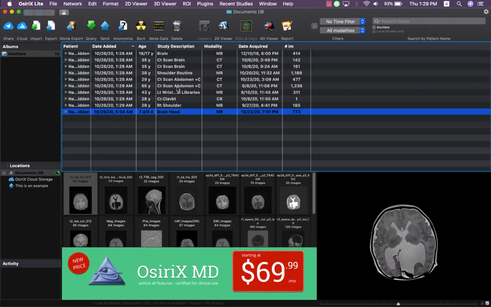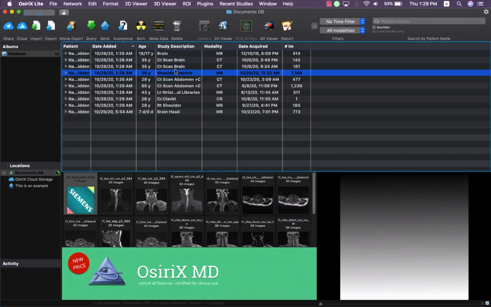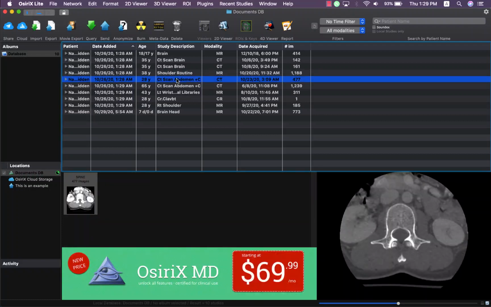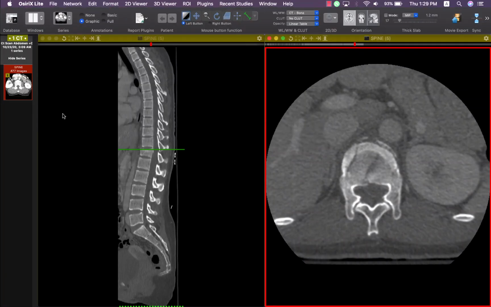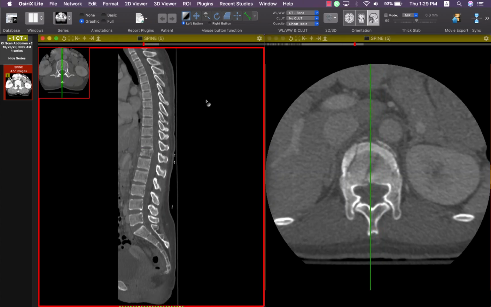Okay. This case is an example of one of the emergency cases that occur in hospitals frequently. This is a patient with a spinal trauma, a fall from height, who comes with a spinal fracture.